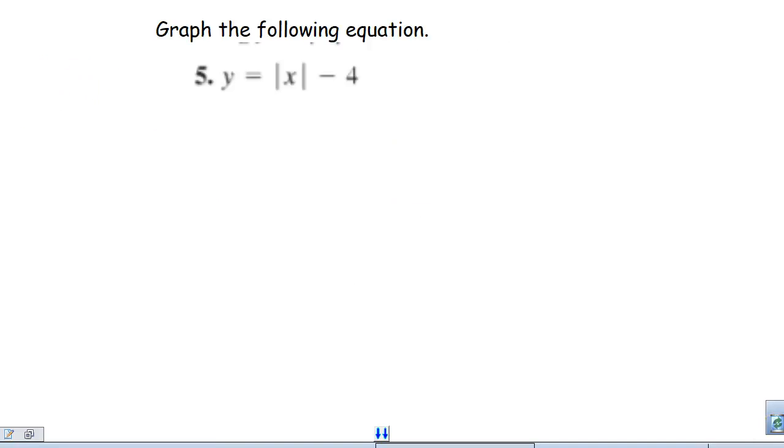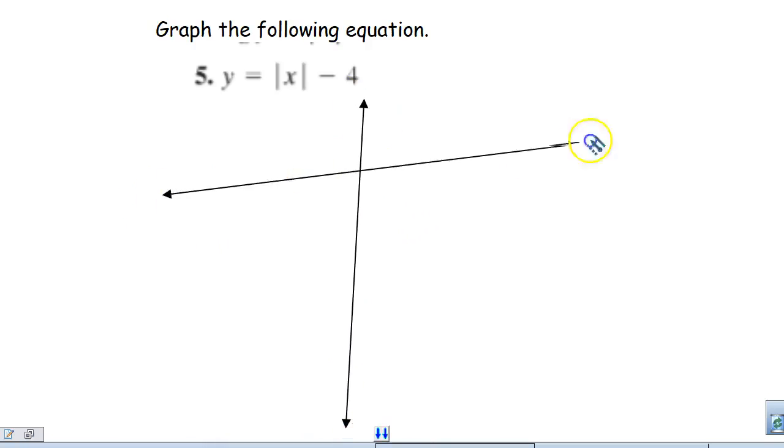And go ahead and draw your graph for number 5. Now, you don't have to draw the parent function for this one if you don't want to. If you think you can do this without graphing the parent function first, go for it.